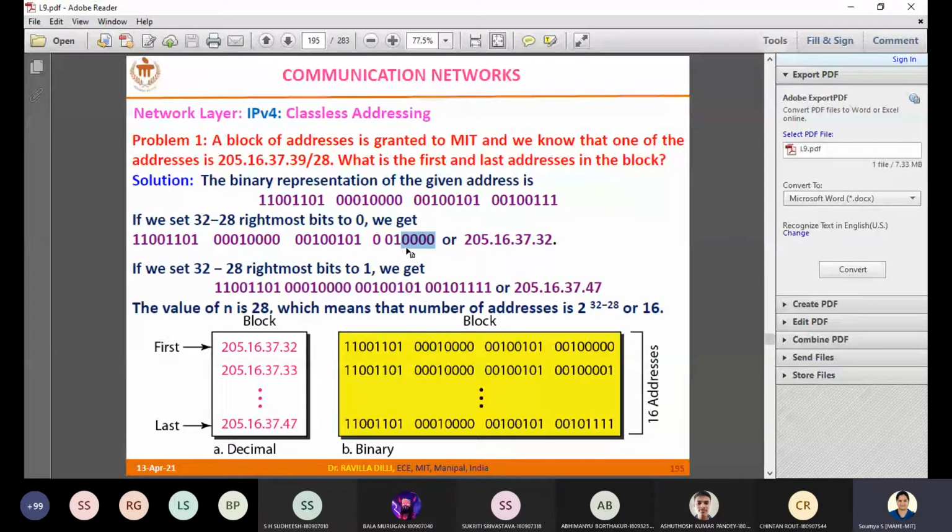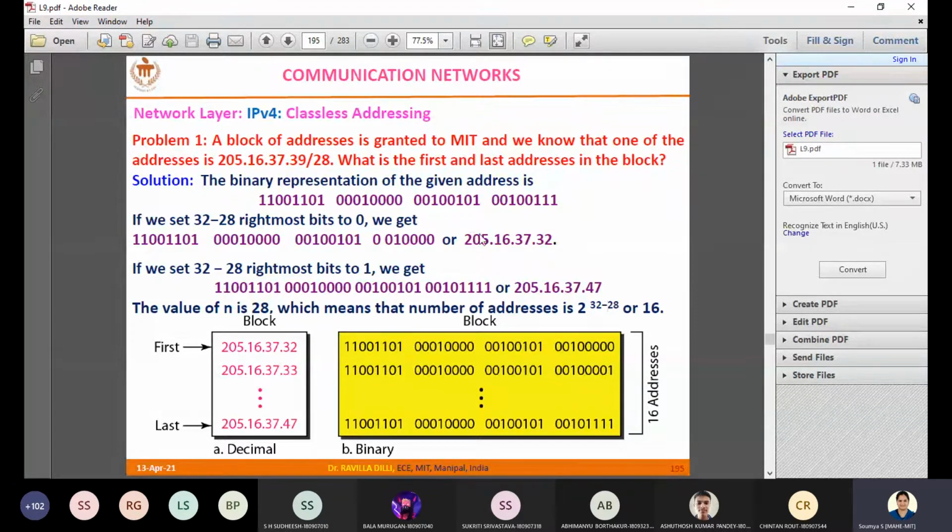All right, and how do you find the last address? You have to set the last 32 minus 28, which is 4, so set the rightmost 4 bits all to ones. Then what do you get? You will get 205.16.37.47. Okay, now how do you find the number of addresses in this block? Total number of addresses would be 2 to the power 32 minus n. So that is 2 to the power 32 minus 28, which is 2 to the power 4, equal to 16.